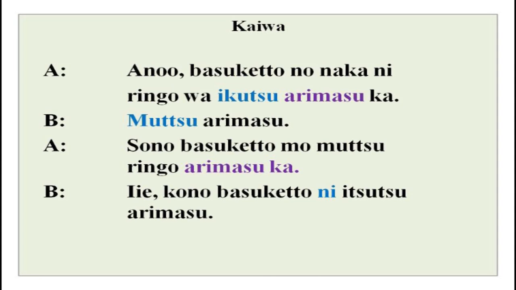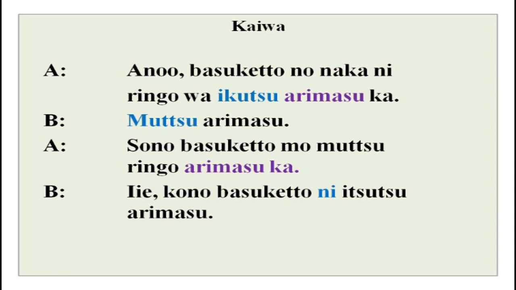Ano basketto no naka ni ringo wa ikutsu arimasu ka? Mutsu arimasu. Sono basketto mo mutsu ringo arimasu ka? Iie, kono basketto ni itsutsu arimasu.